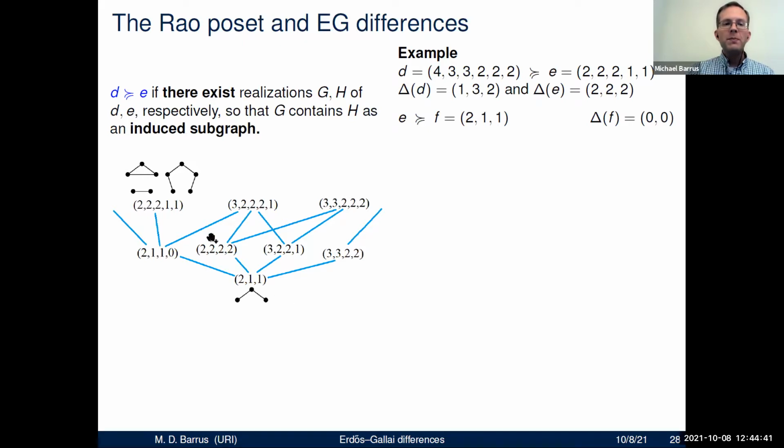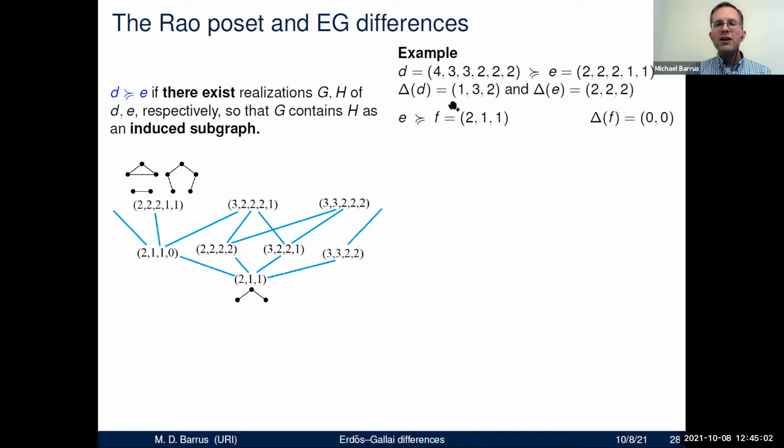So what does this poset have to do with the Erdős-Gallai differences? I'm going to take a look at three sequences: 4, 3, 3, 2, 2, 2, 2, which is here in this diagram; then 2, 1, 1, which is here, and then 2, 1, 1, which is here at the bottom. I'll show you that D does Rao contain E, and that E does Rao contain F.